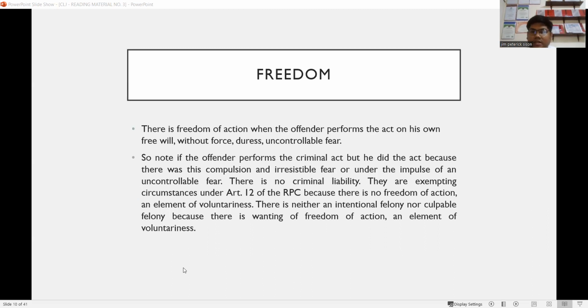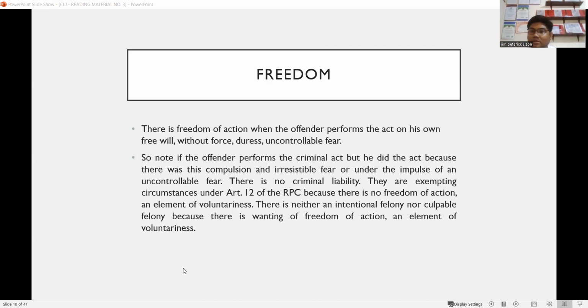Okay? So next is freedom of action. Freedom of action means that the offender performs an act on his own free will. Okay? Wala siya gi-force, wala duress, wala uncontrollable fear. The act is done on his own free will. He has freedom of action to do what he wants to do. So if the offender performs a criminal act, but he did not act freely because there was compulsion and irresistible fear, or he acted under the impulse of uncontrollable fear, there is no criminal liability. For example, he is forced to kill a person, otherwise he will be killed on the spot. So there is no criminal liability.